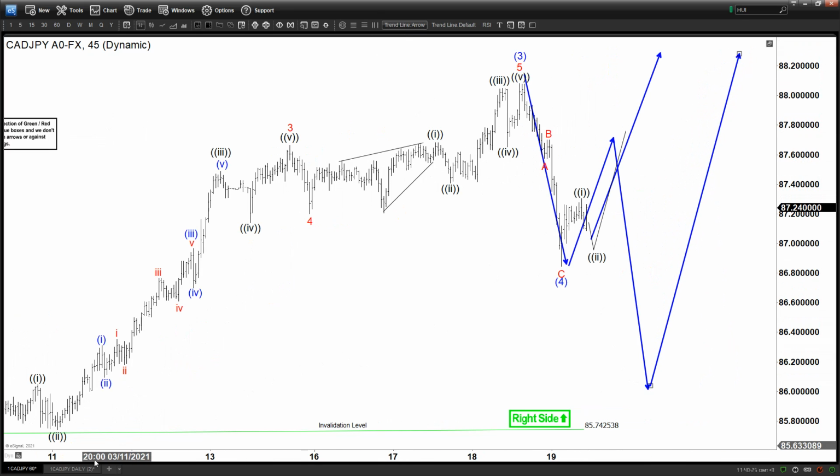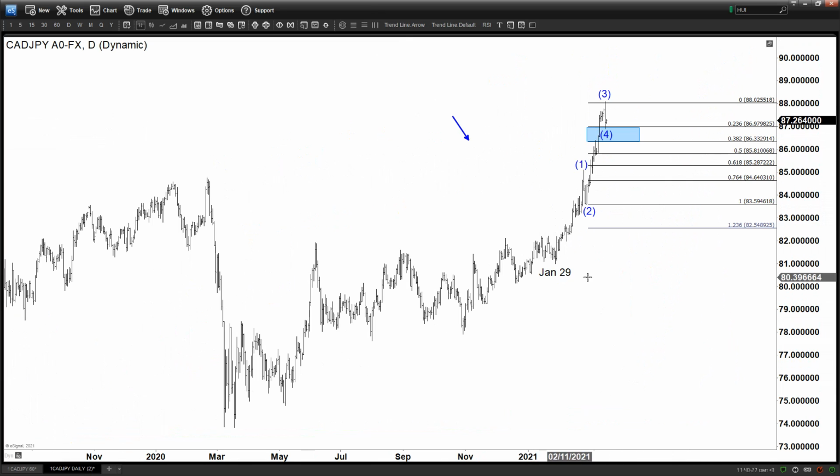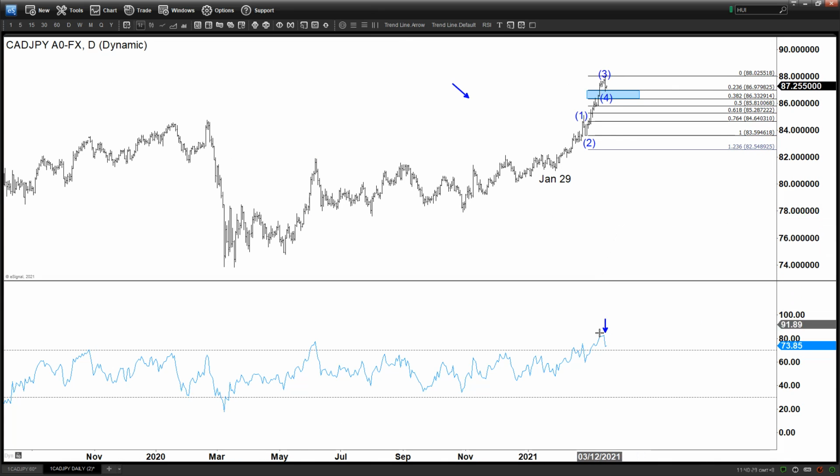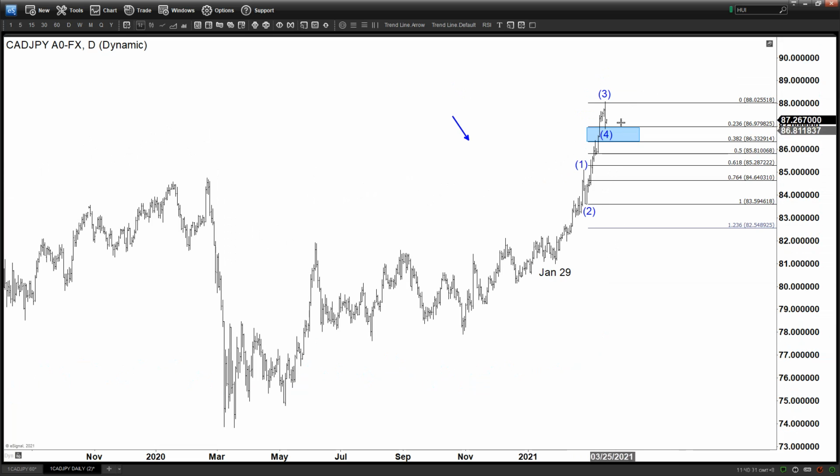All right, but the daily looks impulsive, and also the daily doesn't have divergence at the peak. The daily is favoring more upside in the pair. Okay, so that's the update here for today. I hope you find it helpful.